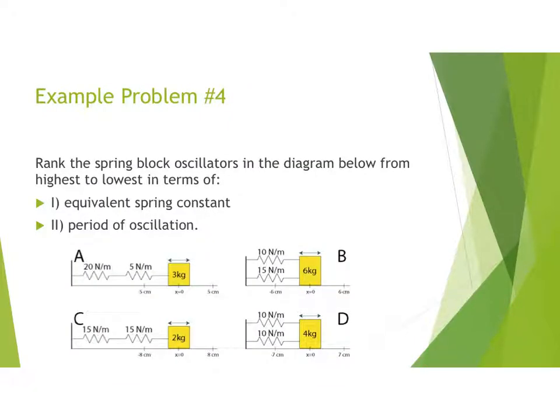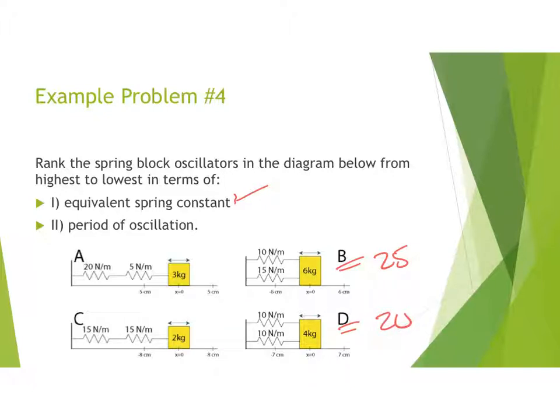All right. So we're going to take a look at example problem number 4, and it's another one of our ranking problems. It says, rank the spring block oscillators in the diagram below from highest to lowest in terms of equivalent spring constant. I know that my ones in parallel are going to be highest because these are the ones where I just add the spring constants together. So this is 10 plus 15, so this one's got 25. And this one is 10 plus 10, so this one is 20.